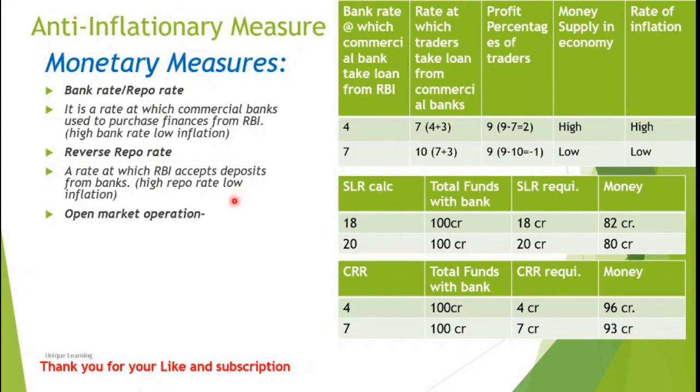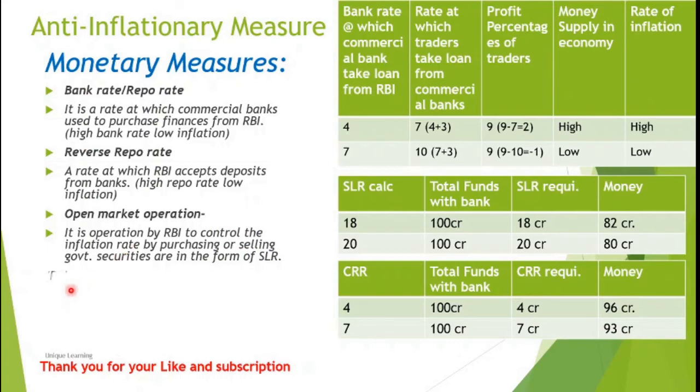Next point is the open market operation. It is an operation by RBI to control the inflation rate by purchasing or selling government securities, which are in the form of statutory liquidity ratio. As we know, the Reserve Bank of India has placed many restrictions on commercial banks, like certain limitations that a certain amount of your deposit has to be in your CRR, that is cash reserve ratio, and SLR, statutory liquidity ratio. So what RBI is going to do, let us understand by this one calculation.